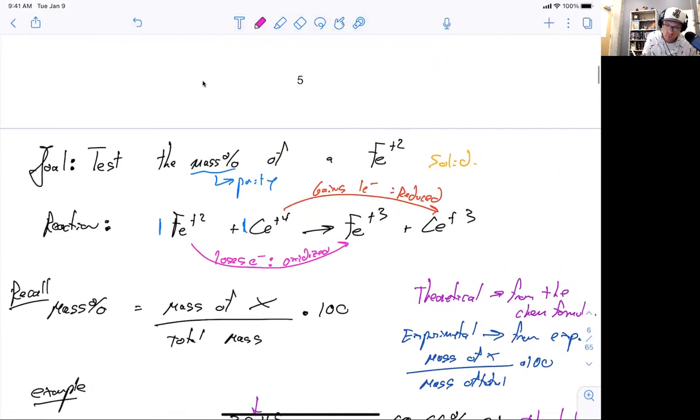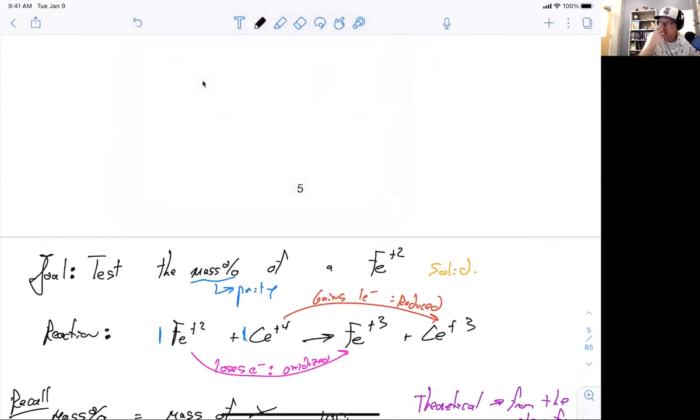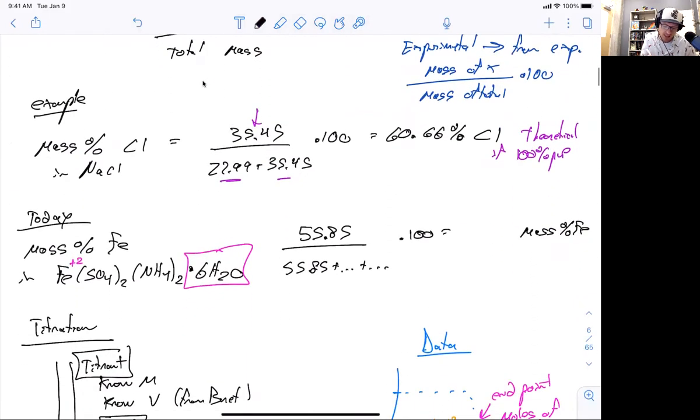Let me just spend one more extra minute on this for the iron. So the iron, I think you're just going to find that it's less than 20%. I don't want to ruin too much of the calculations. You can go do the theoretical mass percent right now, right? We were looking for the mass percent iron.